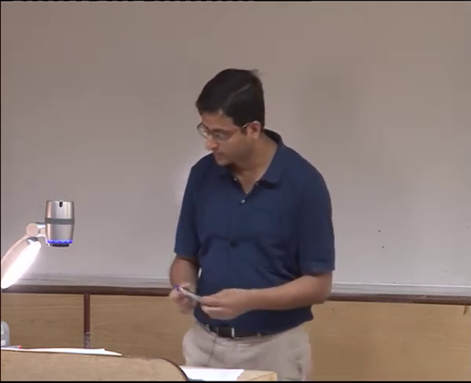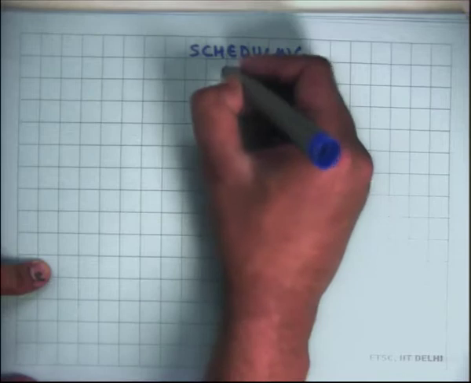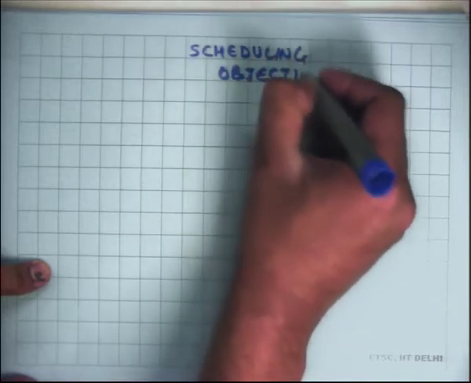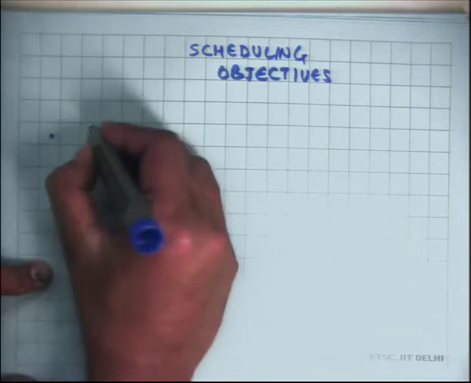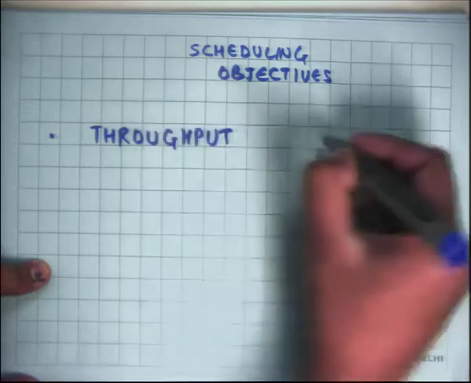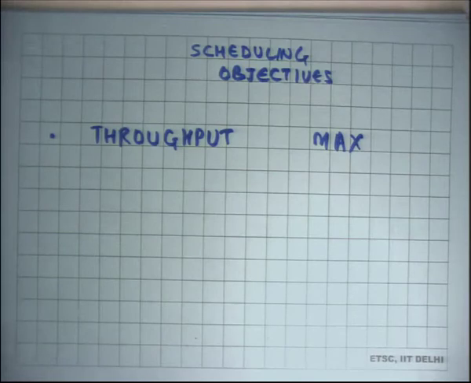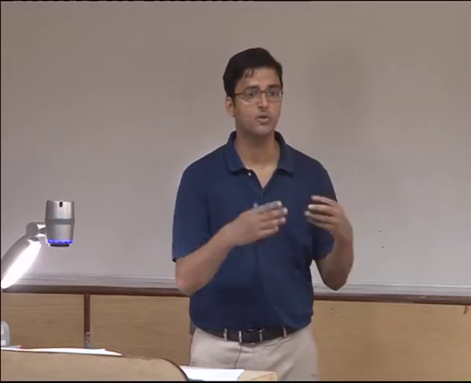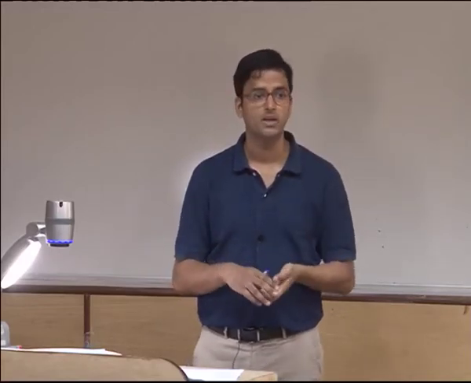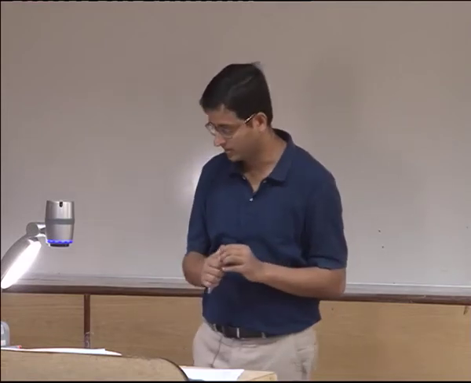So let's first understand what the objectives of a scheduler are. Let's say scheduling objectives. Let's say throughput maximization. By this I mean that I want to do the maximum possible work in the minimum possible time. There's a lot of work to be done, and I want to finish as many jobs as possible in the minimum amount of time. I have these many resources, and I want to judiciously use all of them to do everything I can.